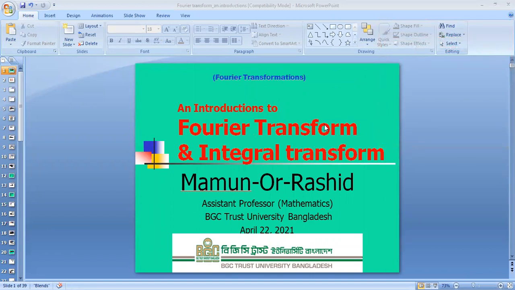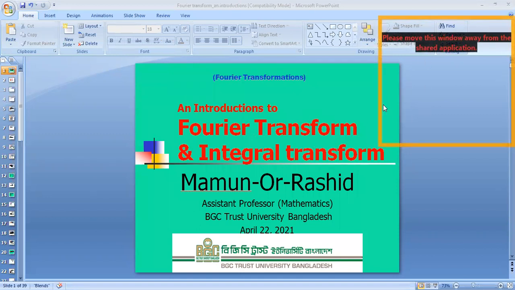Good afternoon. Today we'll discuss an introduction to Fourier transform and integral transform. In the previous lecture, we studied the Fourier series over 2 or 3 lectures. So today we'll start with Fourier transform and integral transform. Actually, Fourier transform is a type of integral transform. Now we'll discuss the basic topics of Fourier transform and integral transform.